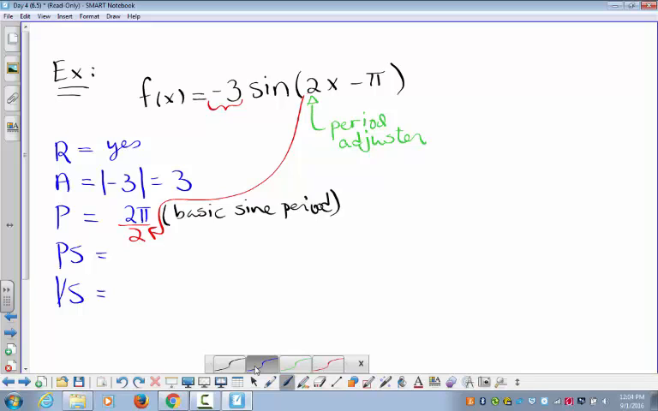And so our summary here is that the period of our transformation is pi. So it will do 2 complete cycles within 2 pi. Sine does 1 cycle in 2 pi, but sine of 2x will do 2 of those within the 0 to 2 pi interval.